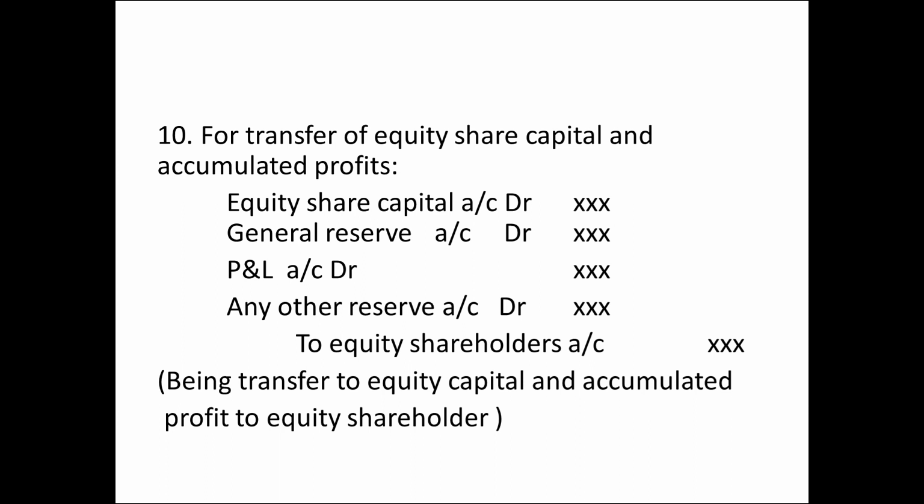So what happens here is that the equity share capital and the accumulated profit, whichever has been left over, have to be transferred to the equity shareholders. In such a case, the entry will be: equity share capital account debit, general reserve account debit, profit and loss account debit, and any other reserve, whatever name it is given, which is present on the liability side of your balance sheet. All of that should be transferred to the equity shareholders, who are the real owners of the company, right? So for transferring the equity share capital and accumulated profit, this entry is to be posted.